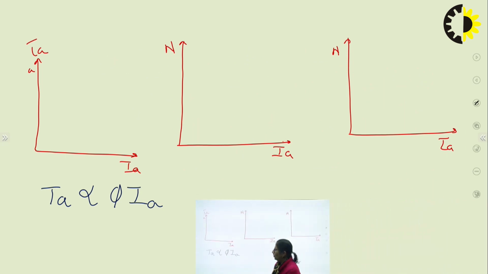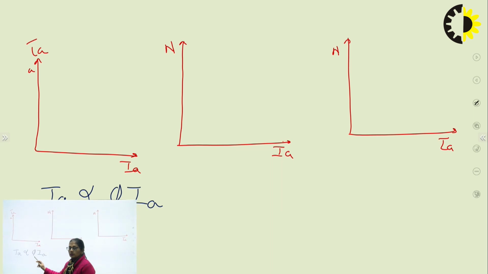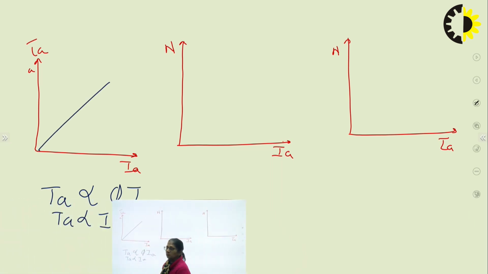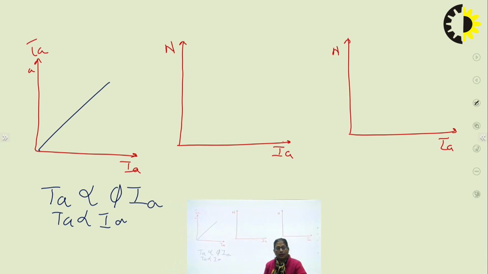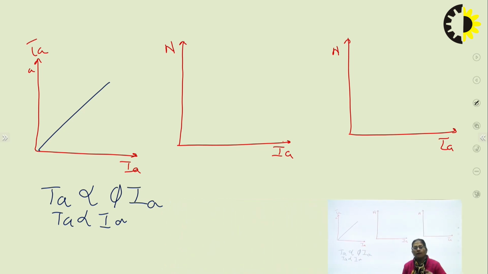If that is so, in this expression, torque is proportional to phi Ia. Phi is constant. If phi is constant, obviously, torque becomes directly proportional to Ia. So what will be the nature of the graph? It will be a straight line. In the same way, this is the armature torque, and I may even plot the shaft torque.